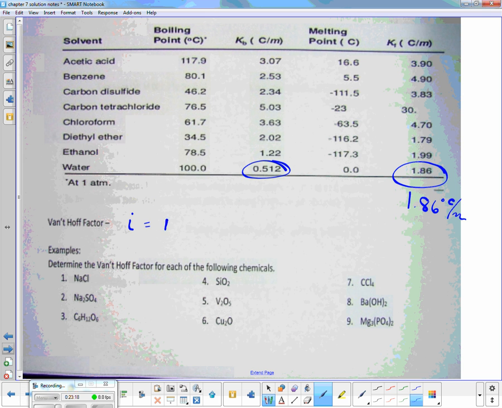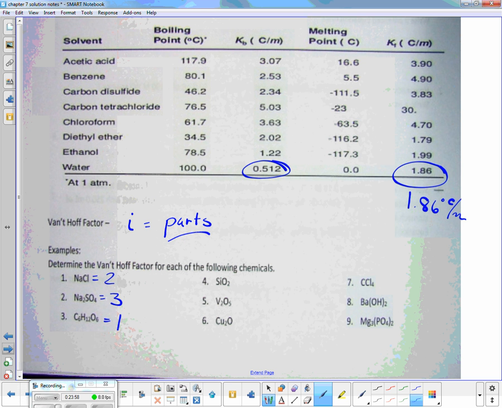It basically means how many parts it will break into. So if it's going to break into parts, it's got to be ionic or polar covalent. If it's not going to break into parts, it's going to be covalent, and the I will always be 1. So as I look at these, NaCl, far apart on the periodic table, ionic, there's 1 Na plus and 1 Cl minus, so the I here is 2. Sodium sulfate breaks into 2 sodiums, 1 sulfate, so the I here is 3. Sugar is covalently bound. It won't break into ions, so it is a 1.